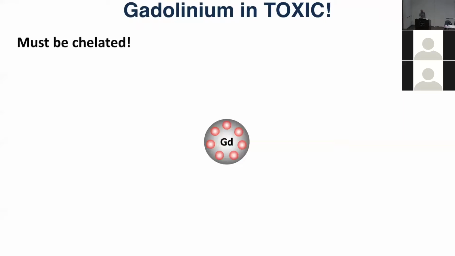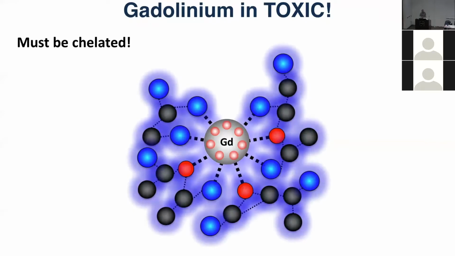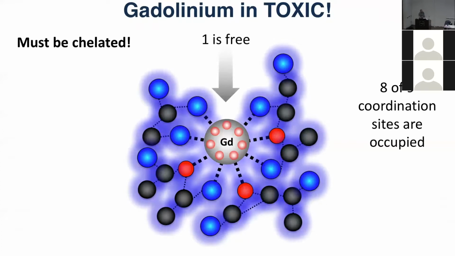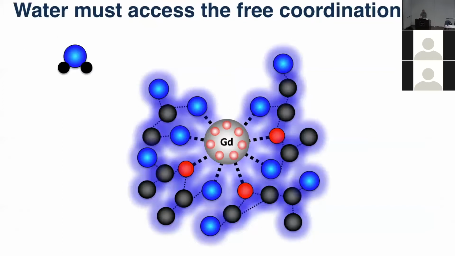So in order to make the gadolinium safe, we attach it to a chelator, which is a large molecule that binds to the coordination spheres of gadolinium and prevents the gadolinium atom from accumulating in tissues. Now notice that one of the coordination spheres is free, and this is very important because there's a little tiny channel or hole in this chelator that allows water to get into here. So let me show you what I mean by that.